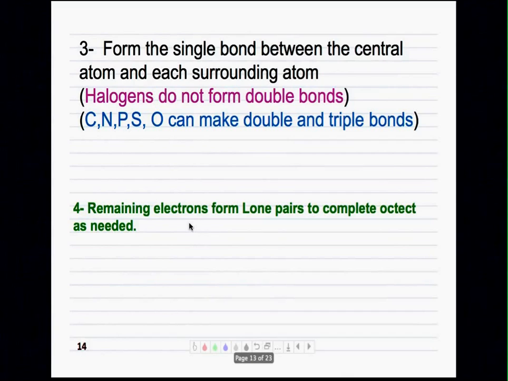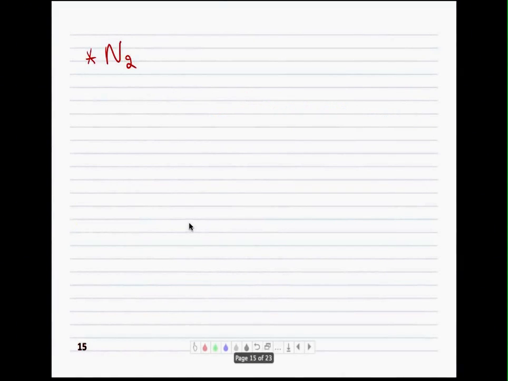Okay, so now we're going to start with some examples. Now all these rules are summarized for you in here, and actually they are more in detail. Okay, let's start with N2. Try to draw the Lewis structure of N2.